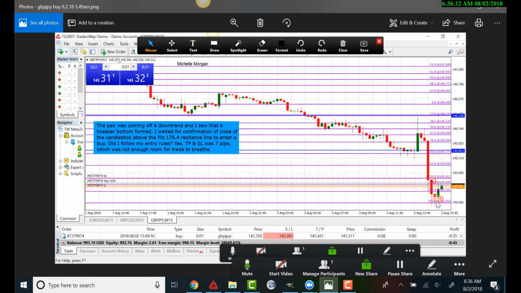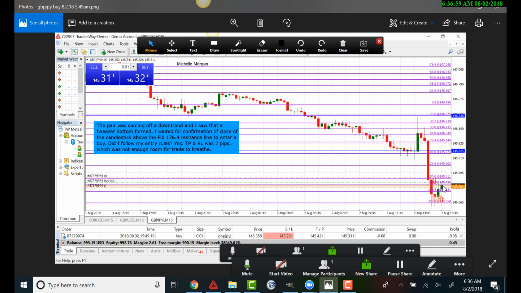So I noticed here at the bottom, a tweezer bottom had formed with the bullish sentiment happening, breaking the 176.4 resistance line. But before I was going to enter the trade, I wanted to get confirmation of this particular candlestick, to confirm that in fact it was a reversal in motion. So when the second candlestick formed here, and the candlestick opened above the 176.4 fib line, I entered into a trade here, into a buy.